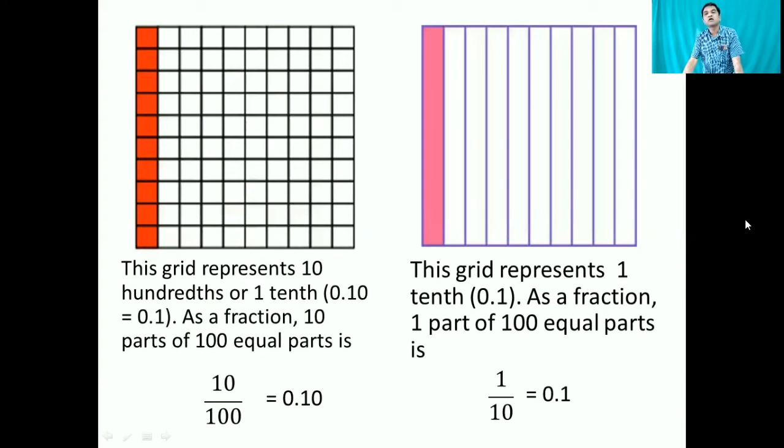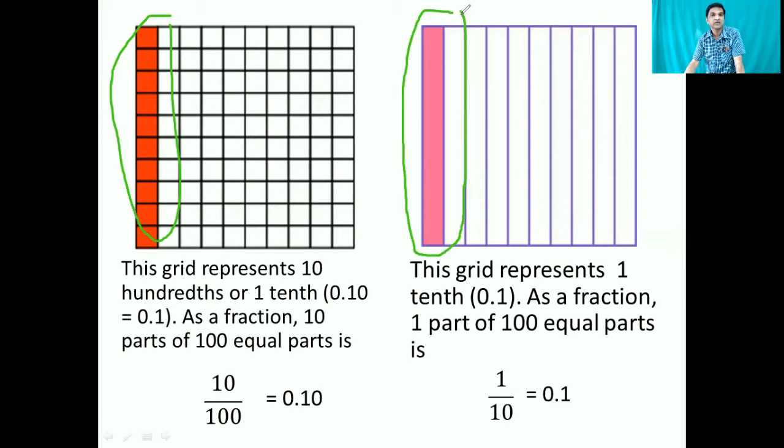But can you see a common thing in both the figures? What is the common thing? The shaded portion of both the figures is identical, exactly the same, and such decimal numbers which represent the same shaded part of a whole are known as equivalent decimals. You'll be able to see this 1/10 and 10 out of 100 are also equivalent fractions, and the decimal numbers that we get from them, 0.1 and 0.10, are known as equivalent decimals. They represent the same amount of the whole. That's why they are known as equivalent decimals.